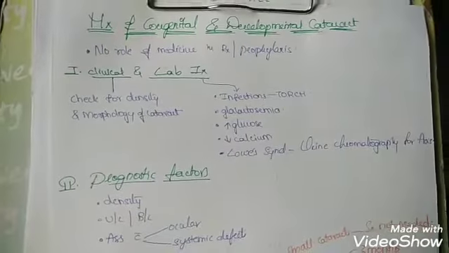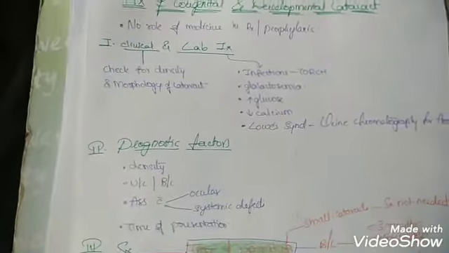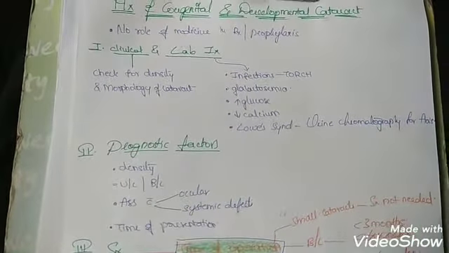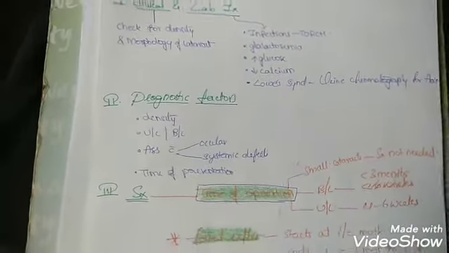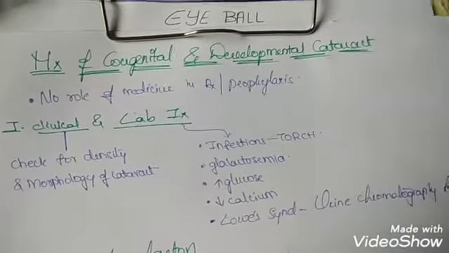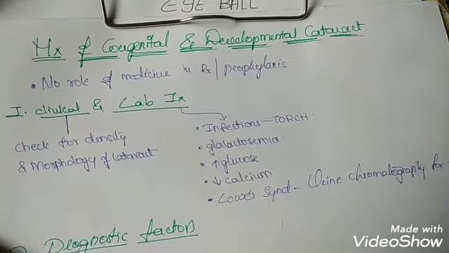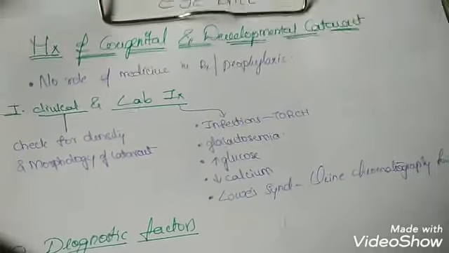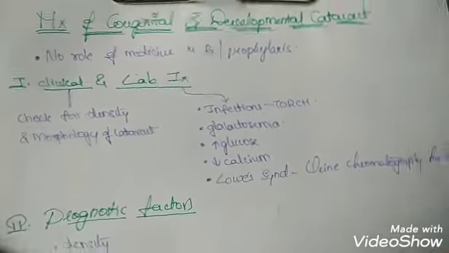Then the management and treatment of congenital and developmental cataract. First we have to do the investigations, that is clinical and lab investigations, and we should know about the prognostic factors. Then what is the treatment? That is a surgical treatment. One important thing is, in case of cataract, there is no role of medicine in any prophylaxis or in any treatment. So it should be the surgical treatment. The only treatment is the surgical treatment.